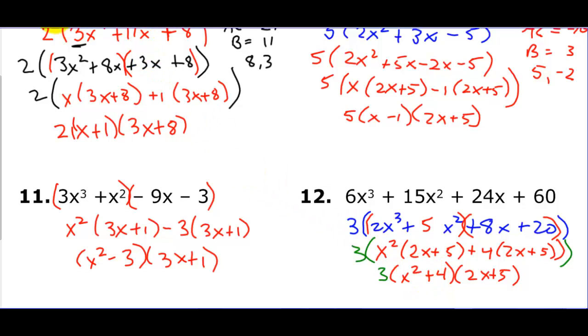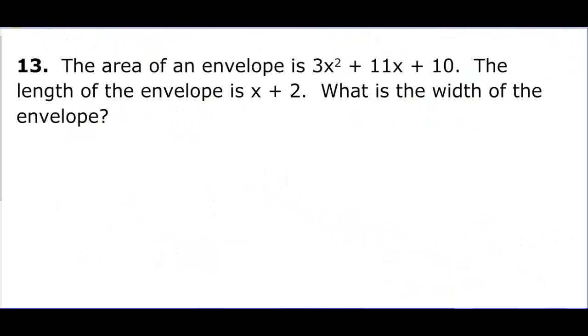Okay. One more problem, and that is the word problem. So this one's saying the area of an envelope is this expression 3x squared plus 11x plus 10, and they're telling us one of the parts. The length is x plus 2. They'd like to know about the width.